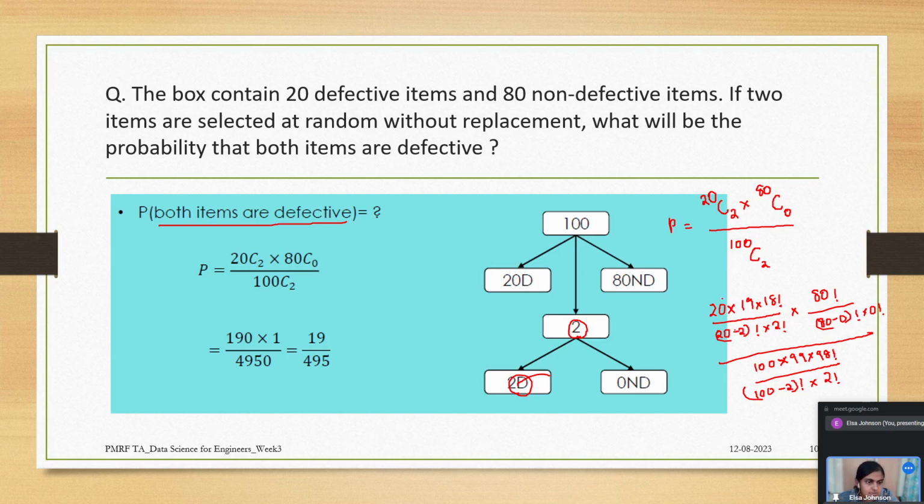Here 20 minus 2 factorial and 18 factorial will cancel, then 80 factorial by 80 factorial will come as 1, then 100 minus 2 and 98 factorial will cancel like this. So at the end you will be getting 19 by 495. Okay, I think it's clear. Any doubts you can ask, or I'll be moving on.